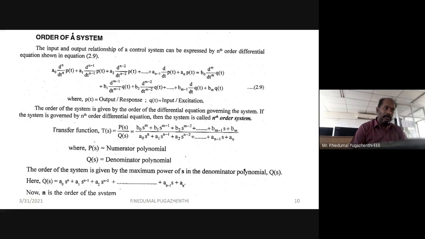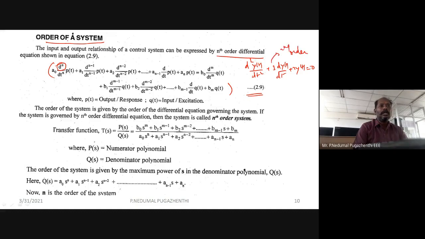Okay. Next part is order of a system. You already know what is an order of a system. If you have a differential equation like equation 2.9, the order of the equation depends upon the highest order of the derivative. So we call this an nth order differential equation. If you have d squared y of t by dt squared plus 3 dy of t by dt plus 2y of t is equal to 0, then I call this a second order. So an order from a differential equation can be found using the highest order of the derivative, number 1.